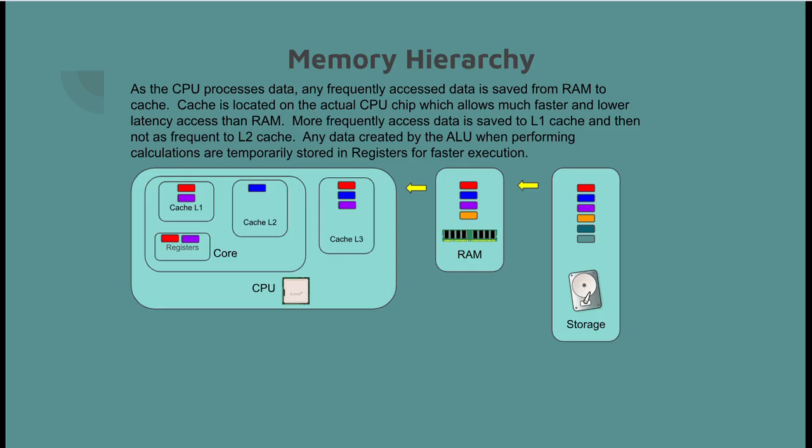As the CPU continues to process data, any frequently accessed data is saved from RAM to the caches since the caches are much faster. The CPU will first check the caches for the data it needs. If it's located there, it's considered a hit, reducing the number of CPU cycles needed and improving performance. The ALU in the CPU will use the registers to temporarily store data that it's using in its calculations, since the registers and caches are located in closer proximity on the actual CPU chip than RAM and storage.